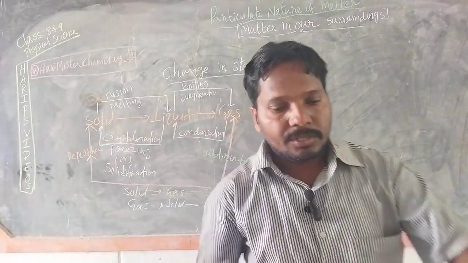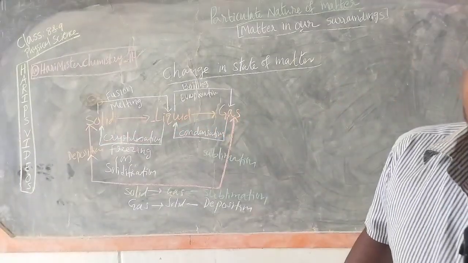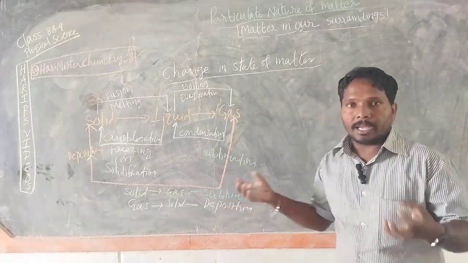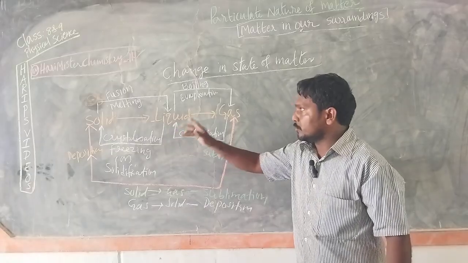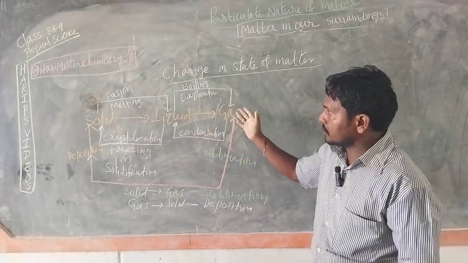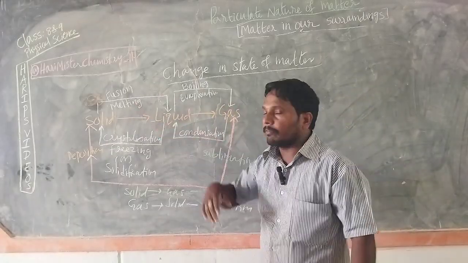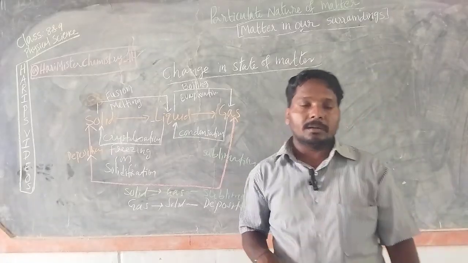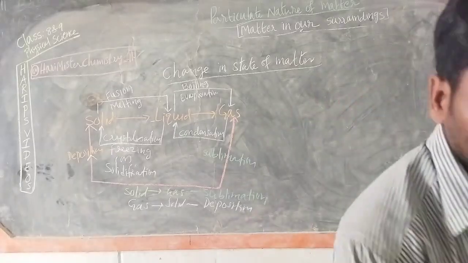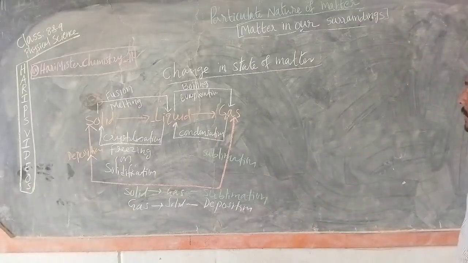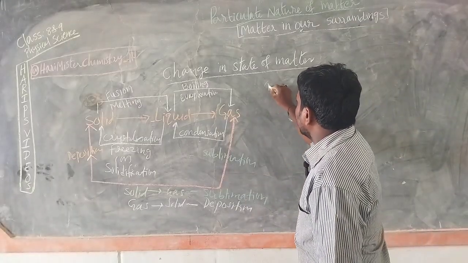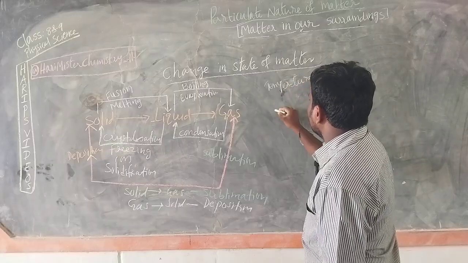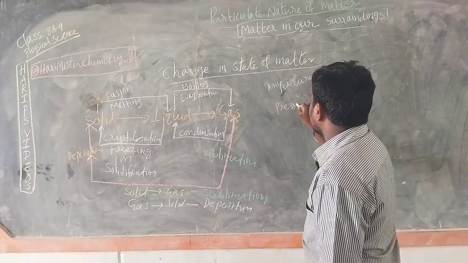So how do these changes take place? Can we change solid to liquid, liquid to gas, gas to liquid, then liquid to solid without any factor? It is not possible. There are two factors required to change one state to another state: temperature and pressure.